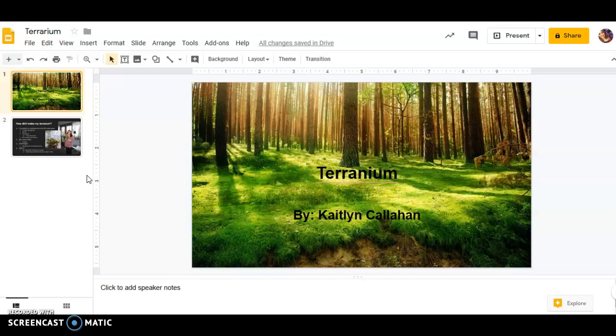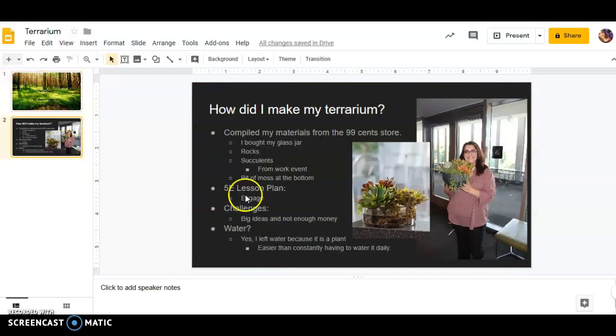Unfortunately, my computer's unable to show it in presenter's mode, so we're just gonna have to make do with what we have. So this is my Terrarium. I made my Terrarium by going to the 99-cent store. I compiled it using a glass jar, rocks. I got the succulents from a work event, as you can see in this picture here.